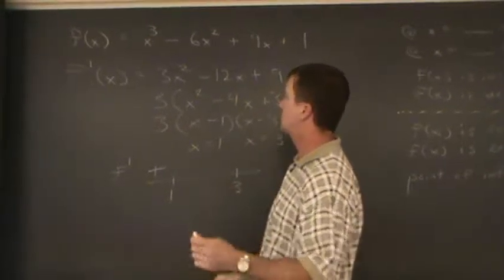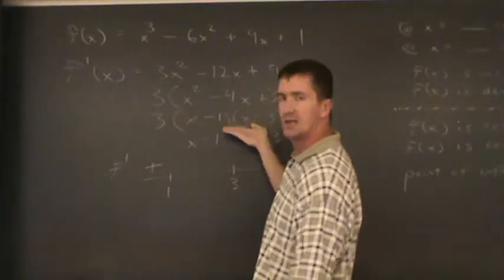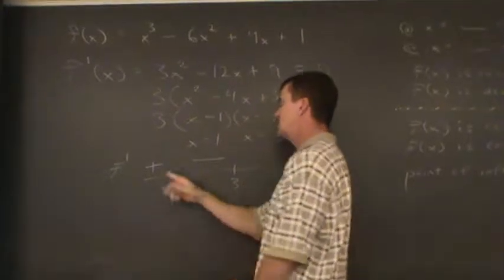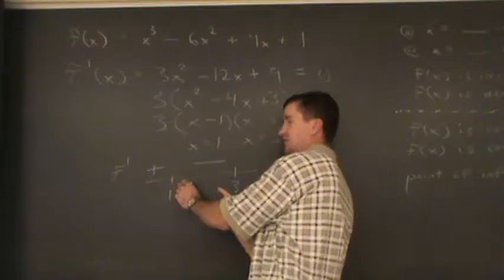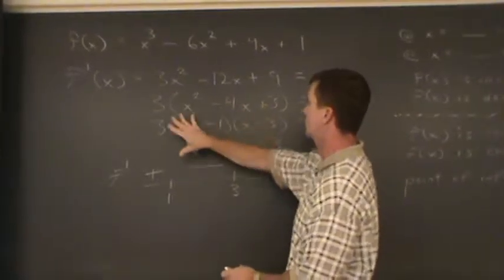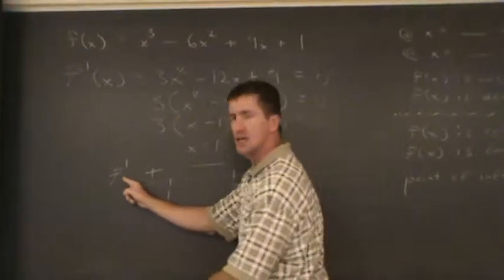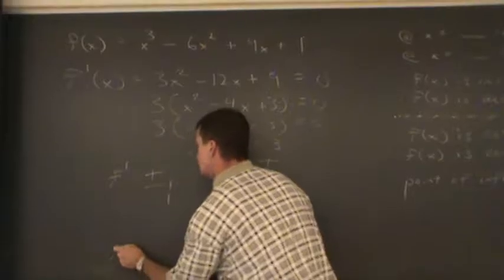A number between 1 and 3, how about 2? I'll test 2. I plug 2 in here, everyone. I get the first derivative to be a negative value. The first derivative is negative at x equal to 2, on this interval. And past 3, I'll test 4. I plug 4 into the first derivative expression. The first derivative is positive.